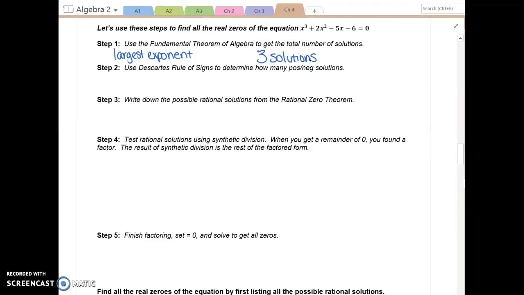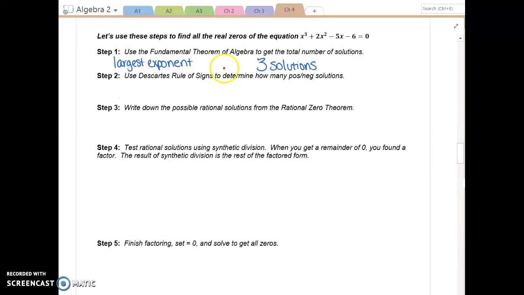Step 2, use Descartes' rule of signs to determine how many possible positive or negative solutions. So there is one sign change, and let's talk again about what that sign change means. This polynomial starts out with positive x to the third, positive 2x squared, negative 5x, that's a sign change, and then it stays negative for the 6. So there's one sign change from positive to negative. One sign change means that there's going to be one positive solution.